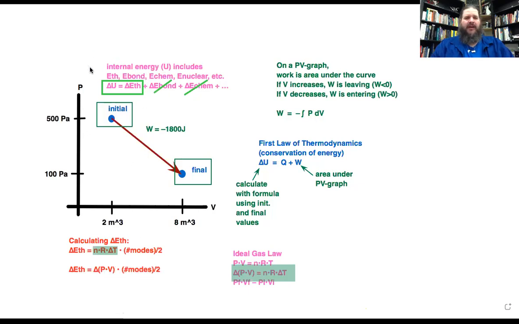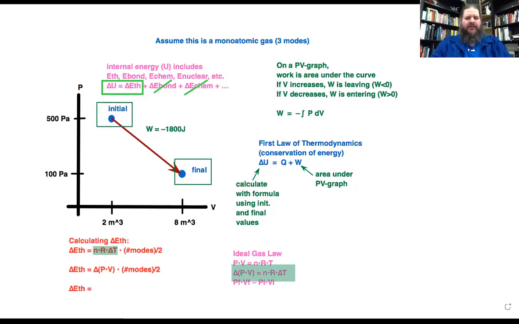But let's say we know what type of gas this is. Assume this is a monoatomic gas. In that case, how many modes are there? Yeah, should be 3 modes per particle. So we can fill that in.